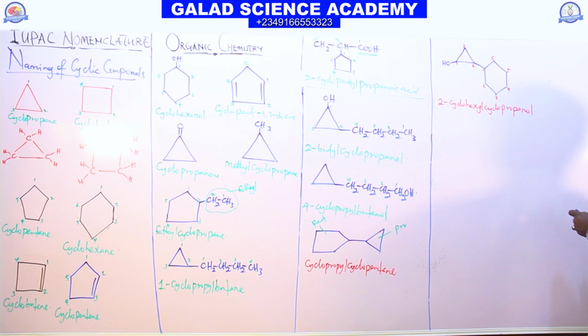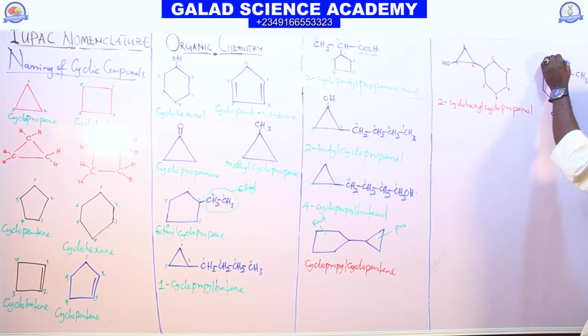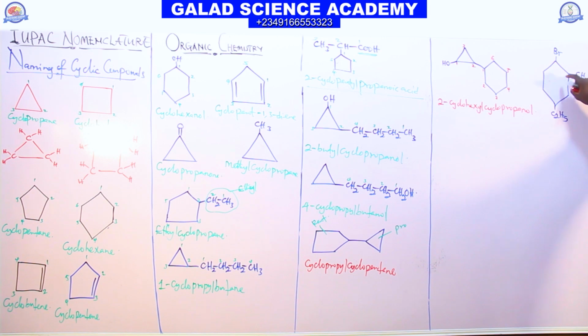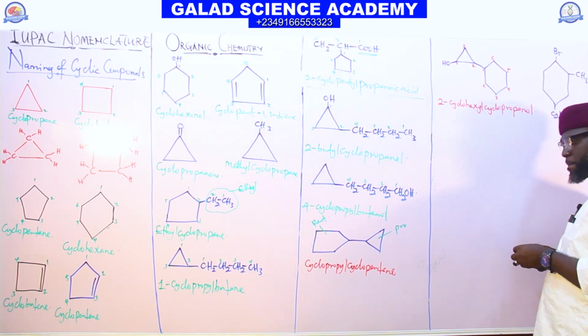Please take this question down. We have an organic compound of this. Here we have C2H5. Here we have CH3. Here we have Br. Please name it. Name this one and tell me the answer in the comment section. Let me give you another one.